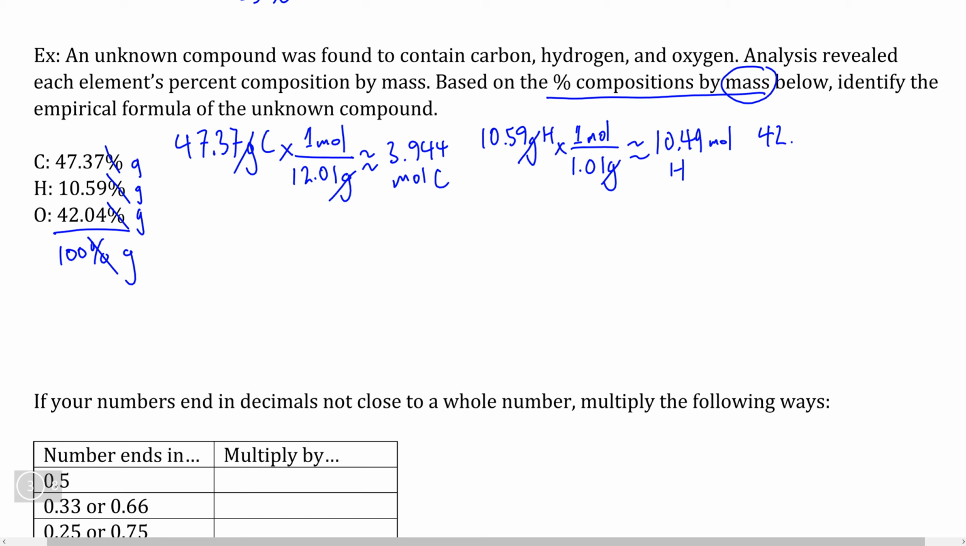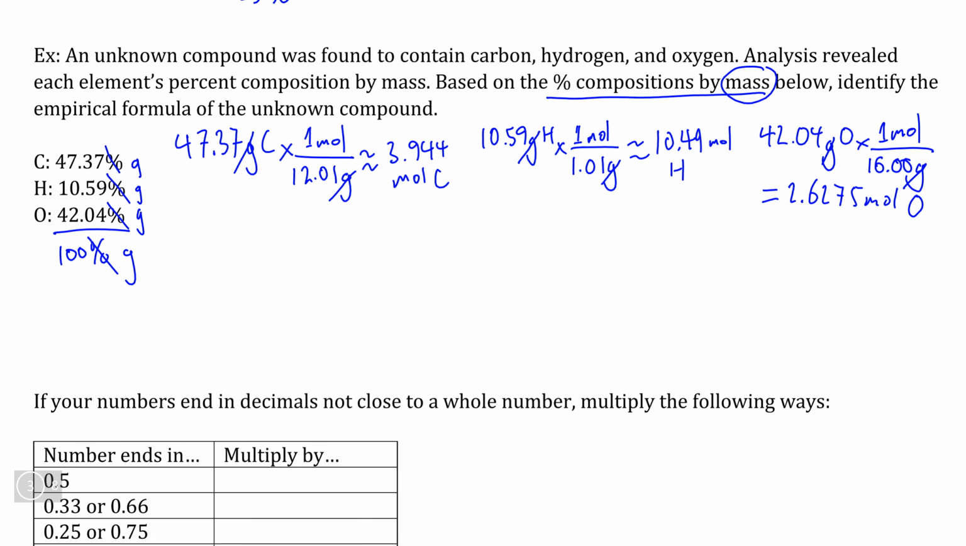So 42.04 grams of oxygen, which we multiply by 1 mole over the molar mass of oxygen, 16.00 grams per mole. Put this into your calculator, and this comes to exactly 2.6275 moles of oxygen. So once again, these individual numbers don't exactly tell us much until we begin comparing them to each other.